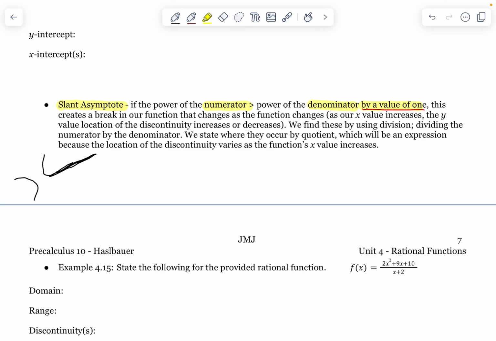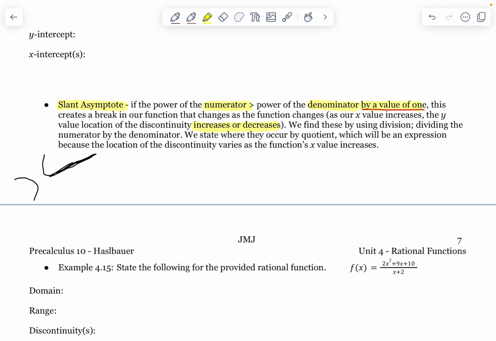Okay, this creates a break in our function that changes as the x value increases. The y value of the discontinuity would increase or decrease, meaning the asymptote is changing its position based on the y value. As I move to the next x value, it's up a little higher, and it continually increases, in this case, at a ratio, at a slant, at a line. So we can say it's not at x equals 3, it's not at y equals 0, but it's at 2x plus 1. The line 2x plus 1, for example.